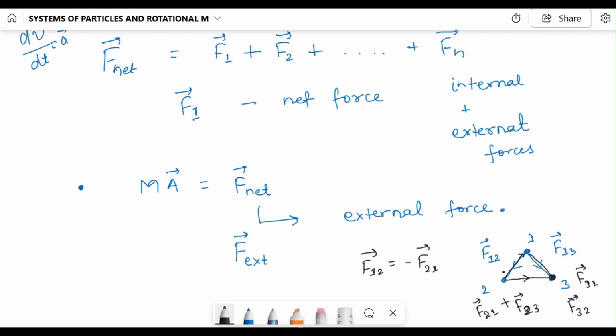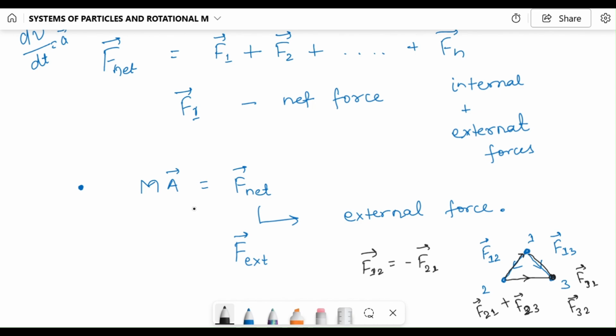And this will happen for all the pairs you have created for this system of particles. For example, we have only three particles, so we have three different pairs of this kind. If you take the sum of all these, each pair gives 0, 0, 0, net force 0. So the net internal force will be 0 if we take all the particles of the system.